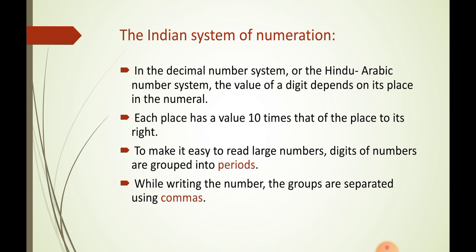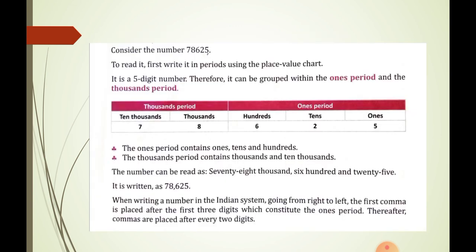So to make it easy to read large numbers, digits of numbers are grouped into periods. To read large numbers, digits of numbers are grouped into periods. We make those digits into groups. So while writing the number, the groups are separated using commas. So students, let us discuss one example.